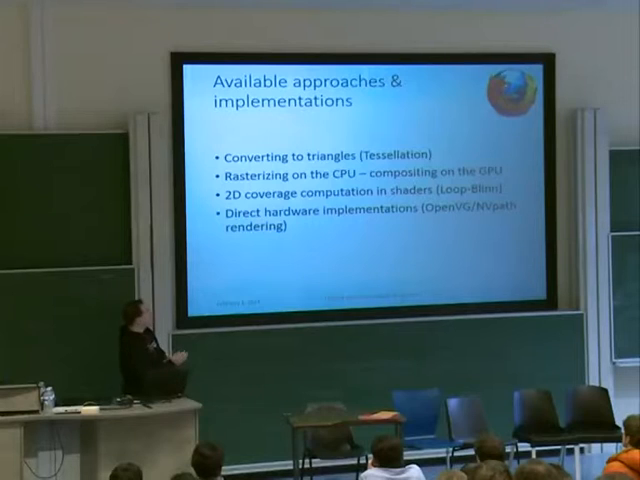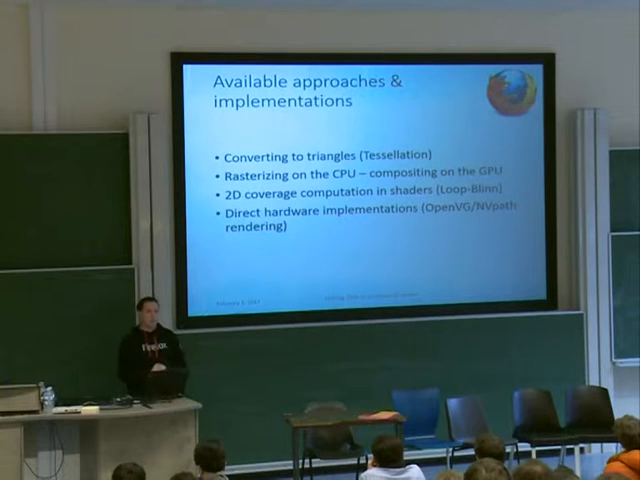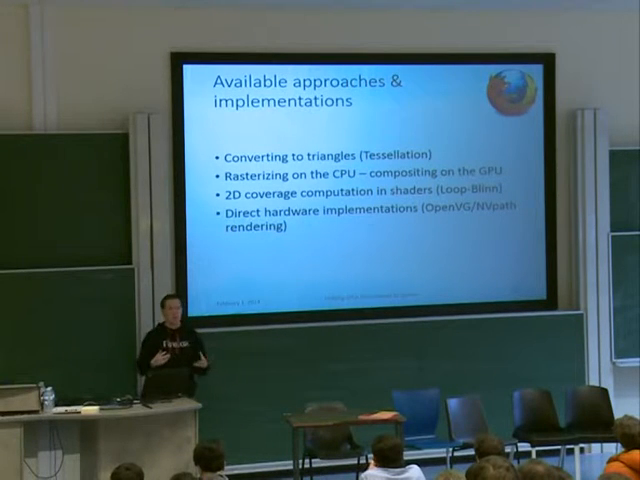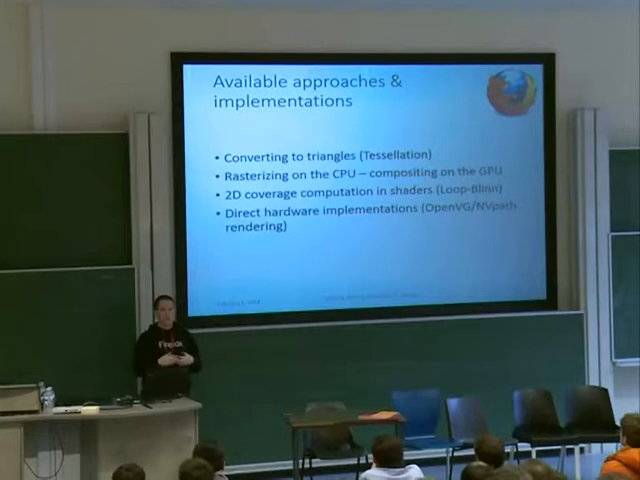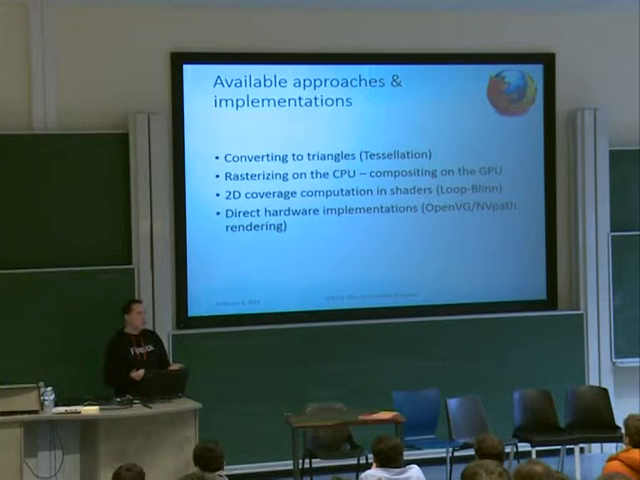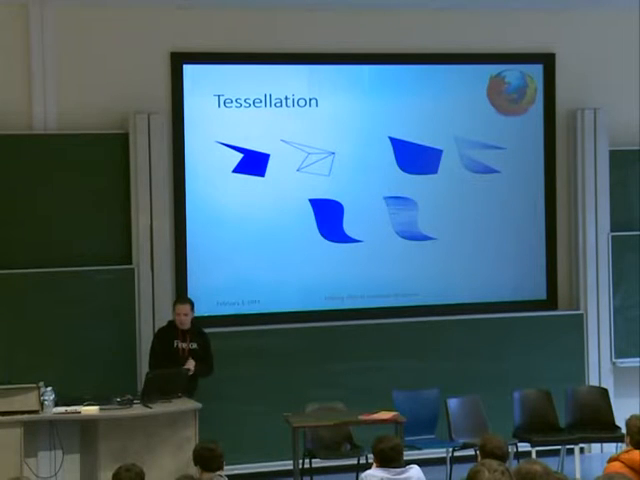Now, there's also rasterizing on the CPU, and then just doing your composition on the GPU, basically making use of that great four-component vector math to do your sampling and your blending. Then there's 2D coverage computation in shaders, which is basically using your shader cores to do geometrical calculations. I'll talk about that. And then there's direct hardware implementations, which is basically something like OpenVG or NVIDIA's path rendering extension in OpenGL, which basically allow you to give your 2D geometries to something that is magically implemented by the hardware.